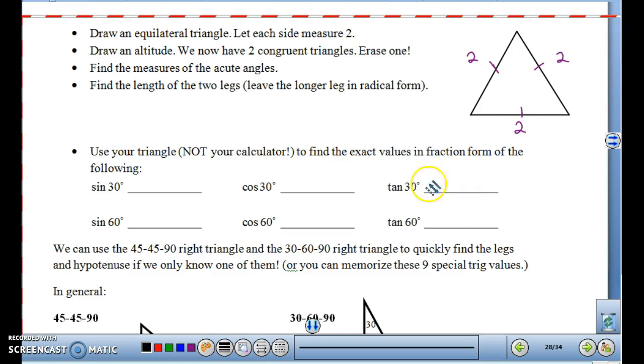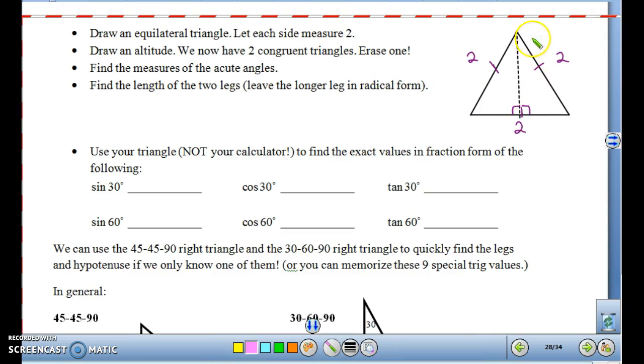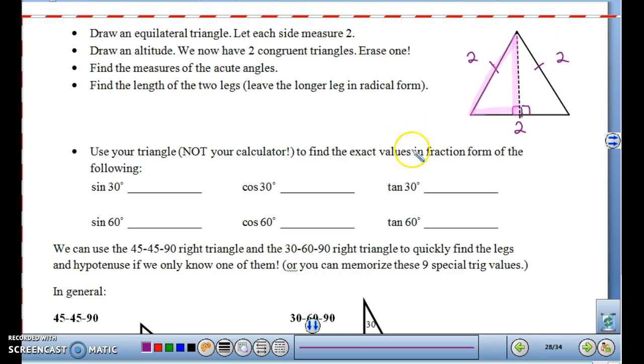Now, we're going to draw an altitude in this triangle. I'm going to do the dotted line so you can tell what I did. There's my altitude right there. Remember, altitudes are perpendicular when you draw them in. We now have two congruent triangles. So let's just focus on one of them, this one right here, because these two are identical, so whatever I do to this one, I'm going to do to this one. Now, those two triangles are congruent.